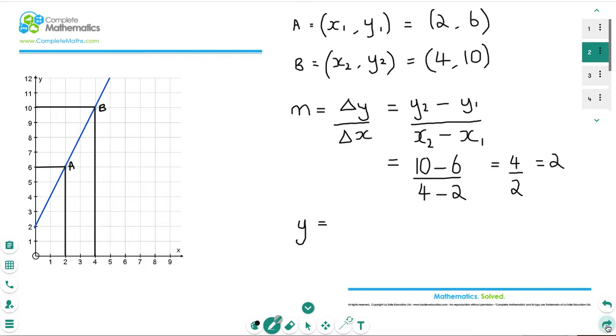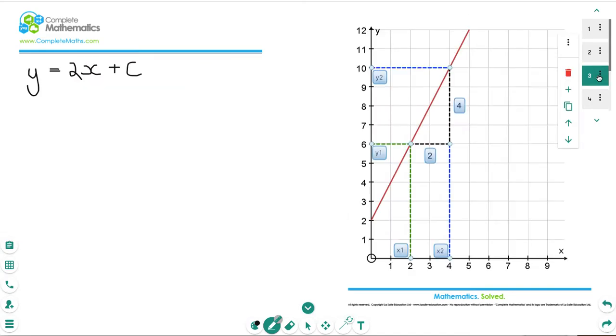We should be familiar with the equation of a straight line as y equals mx plus c, and we can replace the m in this equation with our calculated value for m of 2. We now need to calculate the value for c. C is going to be the y-intercept. Now in this case we actually have the graph and we can see that we're looking to get an answer of 2. However, let's substitute our coordinate pairs and see if we can get to that answer.